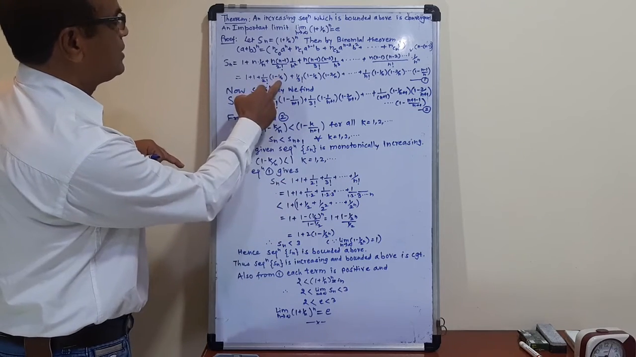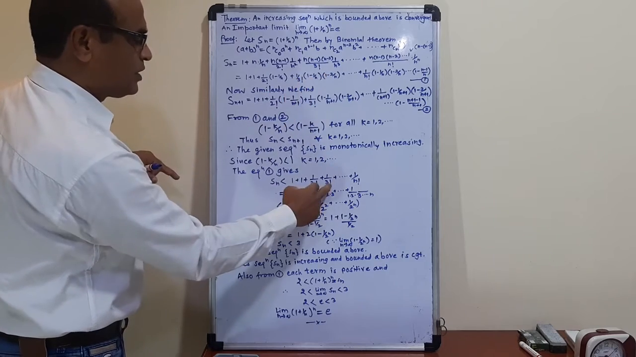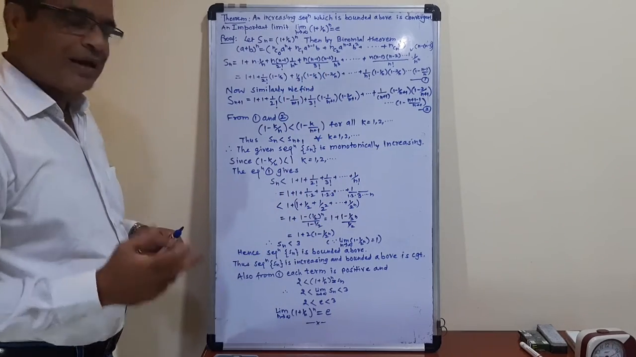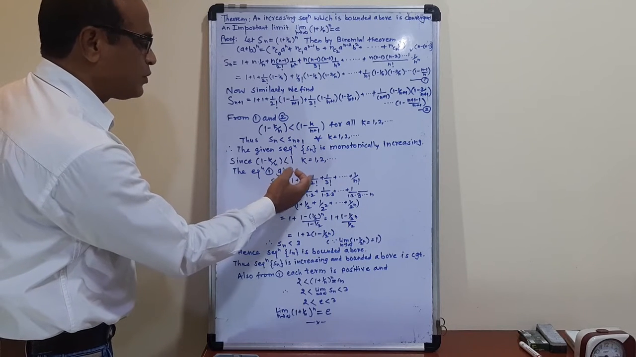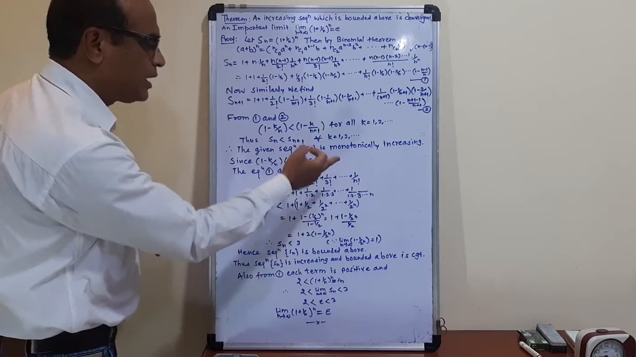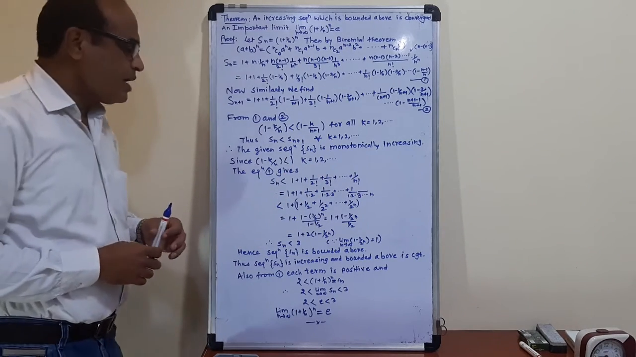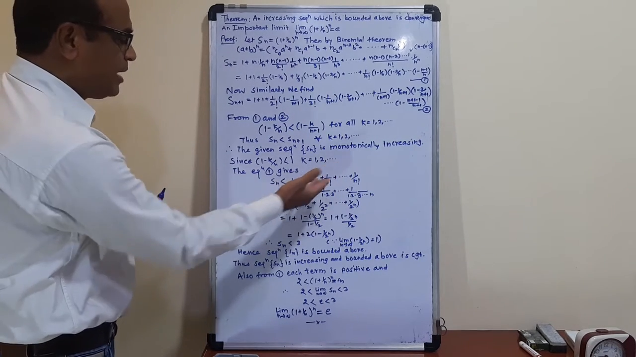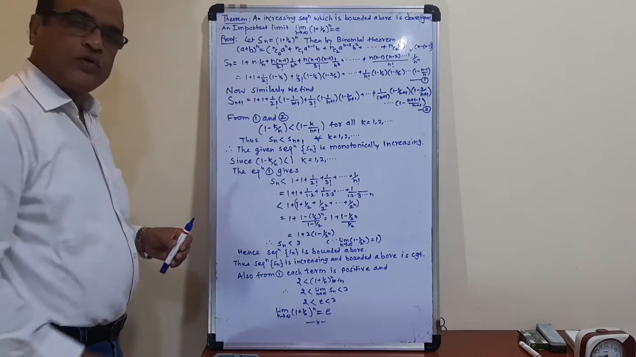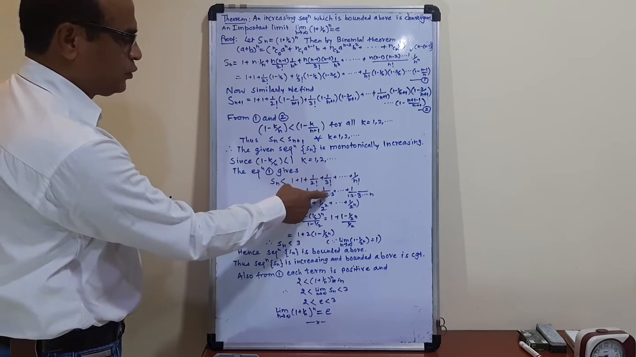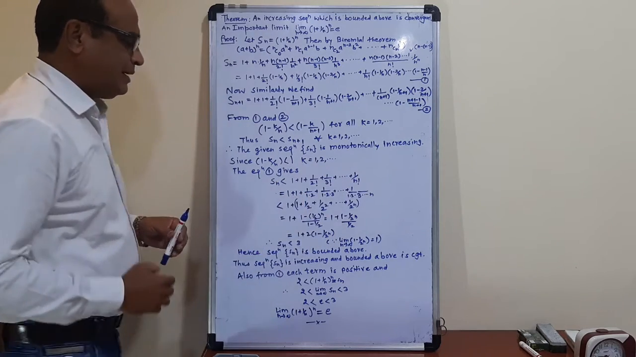So this is 1 upon 2 factorial, this is 1 upon 3 factorial and so on. So we get Sn less than 1 plus 1 plus 1 upon 2 factorial plus 1 upon 3 factorial plus 1 upon n factorial. Okay. So this can be written as 1 as it is. 2 factorial is 1 into 2, 3 factorial is 1 into 2 into 3, and 1 upon n factorial is 1 into 2 into 3 into n.